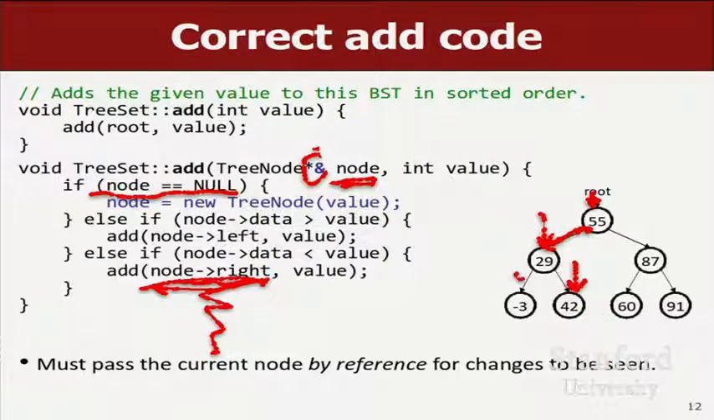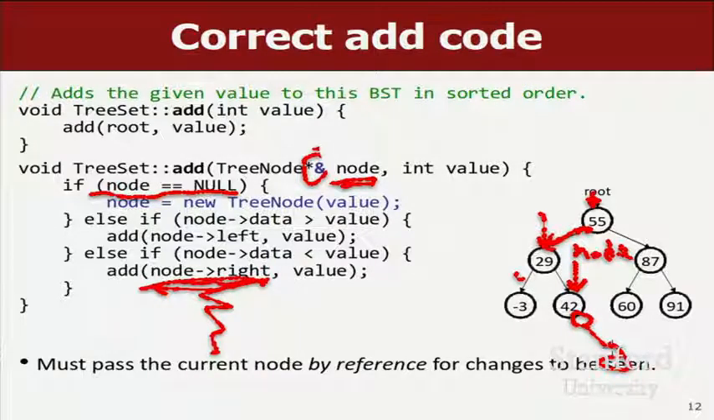So if on the previous call node is pointing at the 42, then on the next call node is pointing at here, but node really is here. So if I say node equals a new tree node with a value in it, it'll do that. It really will change the tree in place rather than a copy of that. And I think it's really subtle and hard to understand.